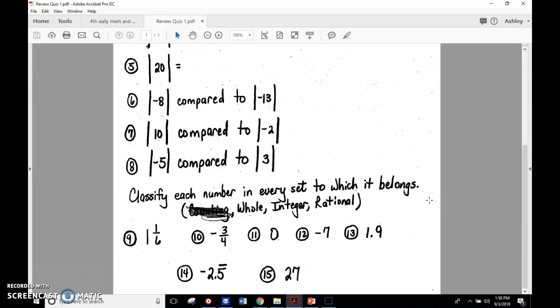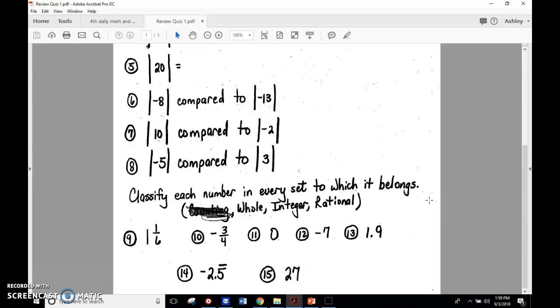Number 14, negative 2.5 repeating. So classify negative 2.5 repeating in every set to which it belongs. Ignore the negative and concentrate on the 2.5 repeating.